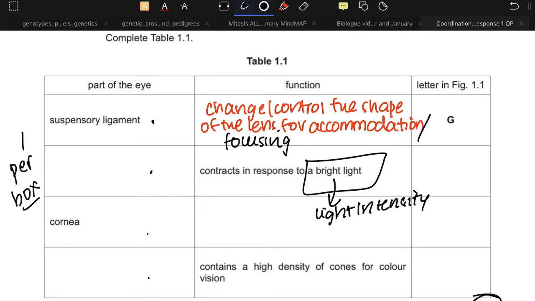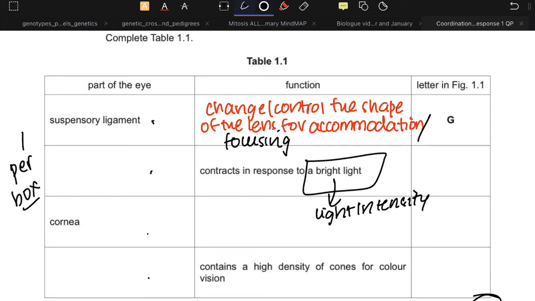Alright, contraction in response to bright light happens because of the circular muscles. So how I like to remember it is circular muscles contract in bright light, radial muscles relax in bright light. So they work antagonistically. These pairs of muscles work antagonistically, which means that they work in opposition to each other.